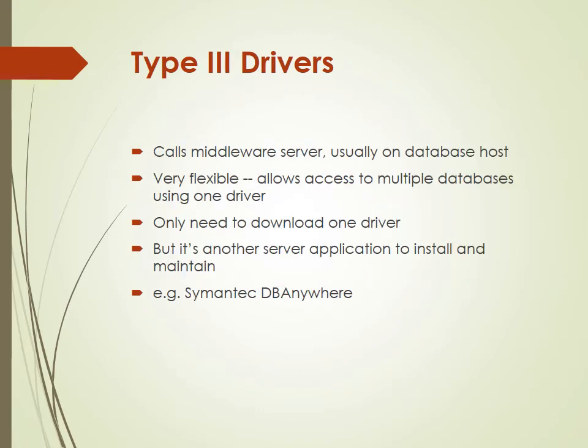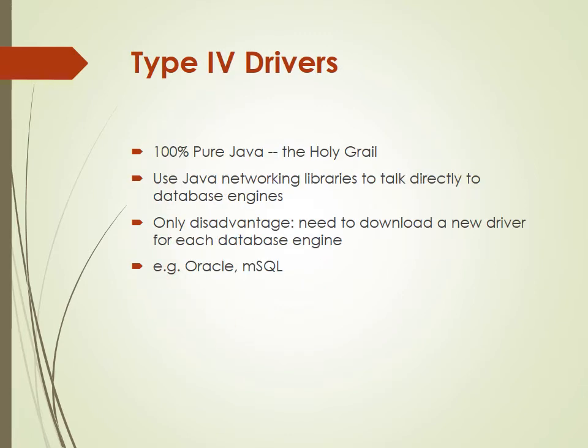Type 3 are called the middleware server driver, usually an database host. It is very flexible. Allow access to multiple databases using one driver. Only need to download one driver, but it's another server application to install and maintain. Right, so you can see the example here. Type 4 drivers are the pure drivers. You can use Java networking libraries to talk directly to database engines. Only disadvantage, need to download a new driver for each database engine. Suppose if it is for Oracle, you have to download a new driver. For any other type of database, you have to load the new driver.